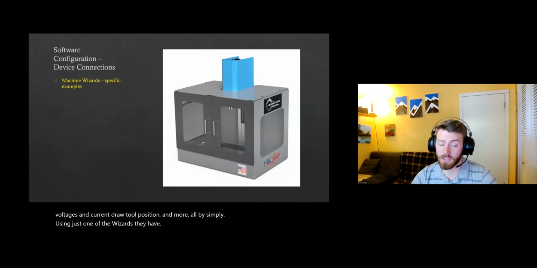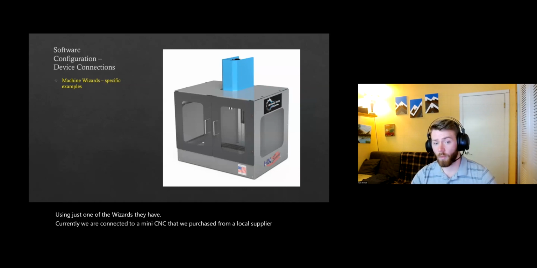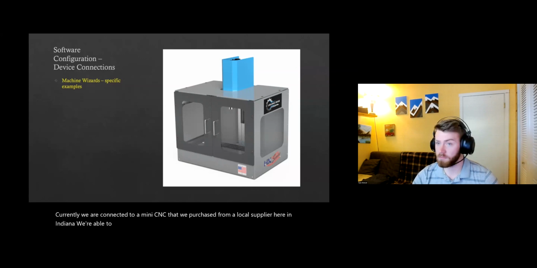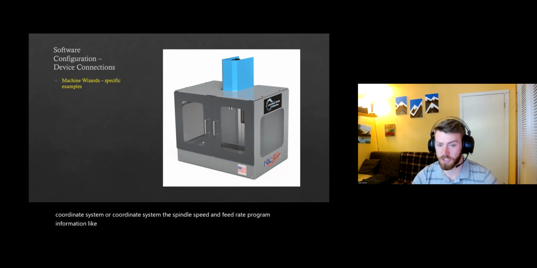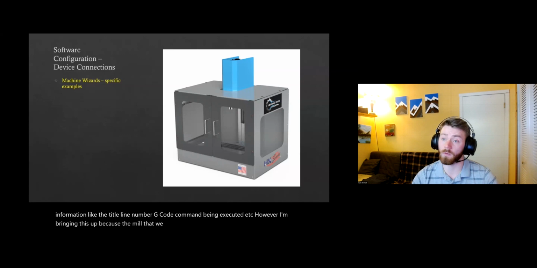Currently, we are connected to a mini CNC that we purchased from a local supplier here in Indiana. We are able to export all sorts of data: the position of the tool in the machine coordinate system and work coordinate system, the spindle speed and feed rate, program information like the title, line number, G-code command being executed, etc. However, I'm bringing this up because the mill that we are using does not have its own wizard.